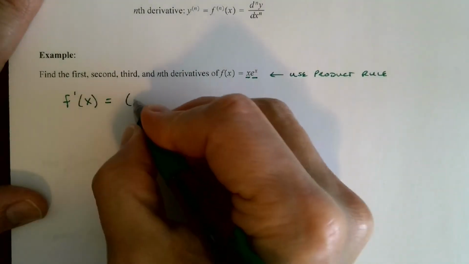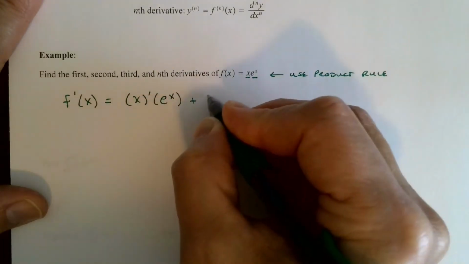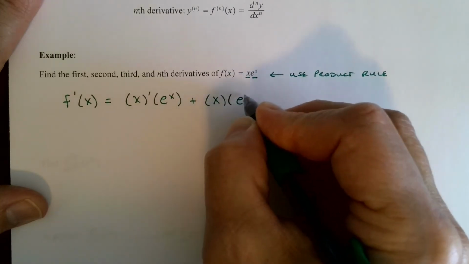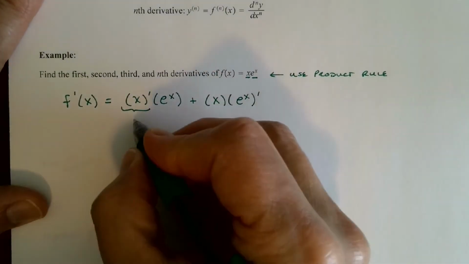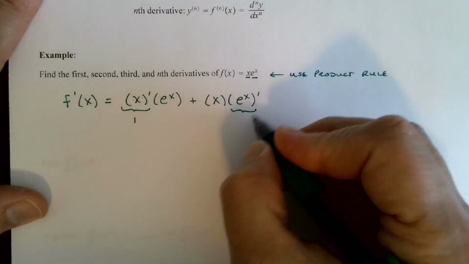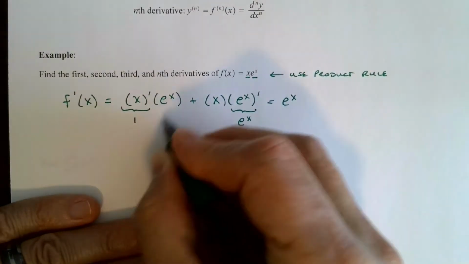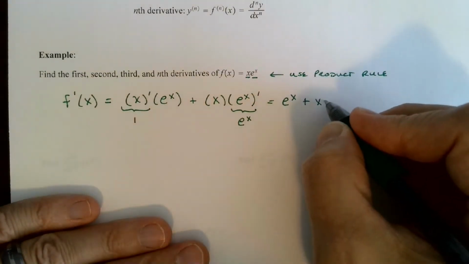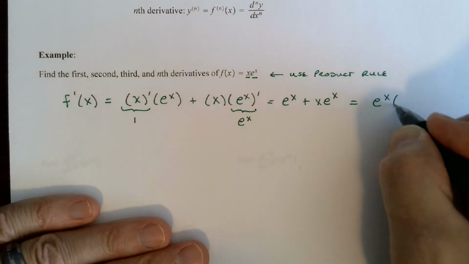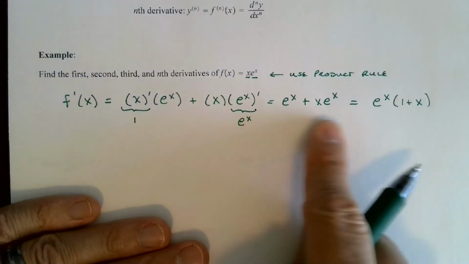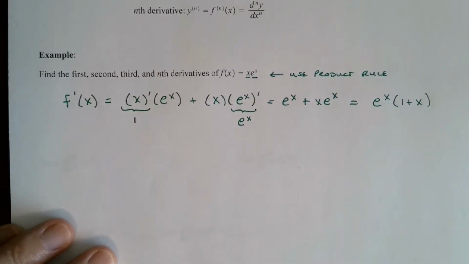So here we take the derivative of the first function times the second plus the first function times the derivative of the second. So what's the derivative of x with respect to x? That's just 1. What's the derivative of e to the x? That's just e to the x. And so we get 1 times e to the x here, plus x times e to the x. There's our derivative. I'm going to go ahead and factor out that e to the x and write it that way. But there's our derivative, and it's in factored form. So that's the first derivative.